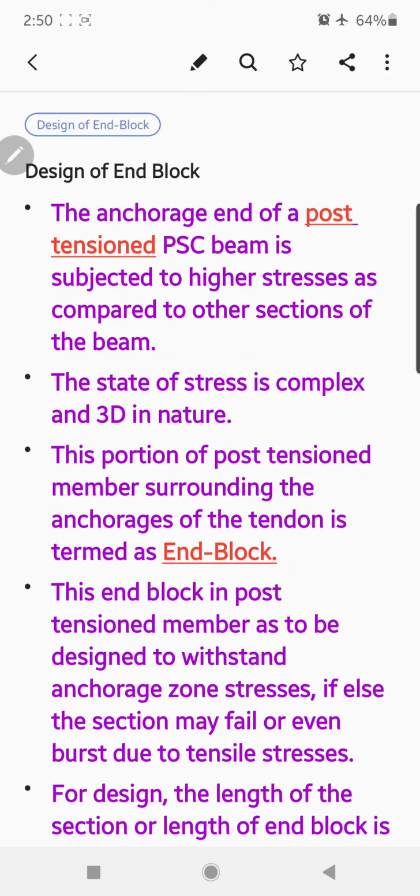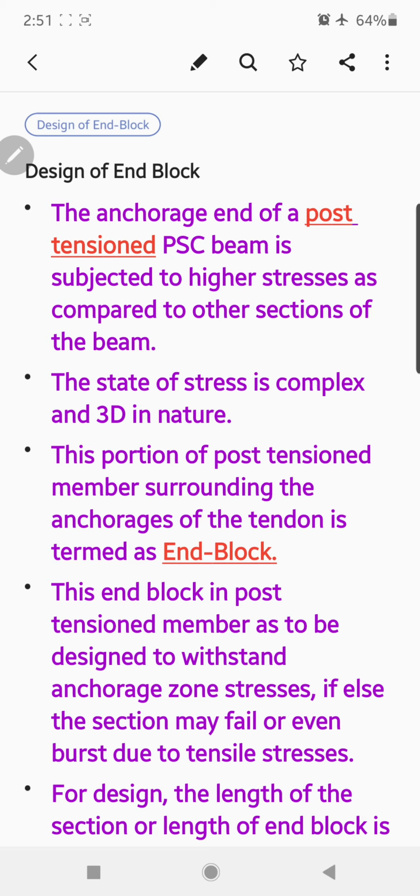Welcome students. In this video we'll learn about the design of end block for a post tension PSC beam. The anchorage end of a post tension PSC beam is subjected to higher stresses as compared to the other sections of the beam, because the end of the section is the anchorage end, and another is the tensioned end where the tensioning is done. Therefore the stresses at the point of location of the force will be on the higher side.